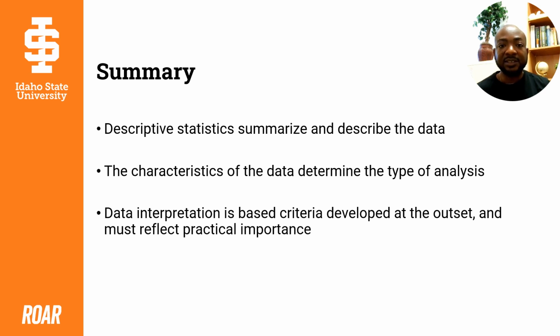So, in summary, descriptive statistics summarize and describe the data. Frequencies, percentages, measures of central tendency like mean, median, and mode, and measures of dispersion like standard deviation and variance are used for descriptive analysis. The method of analysis is determined by the characteristics of the data and the combination of levels of measurement across the outcome and the intervention variable. The most commonly used measure of analysis for comparing two groups is the mean, and we can also compare proportions between groups.